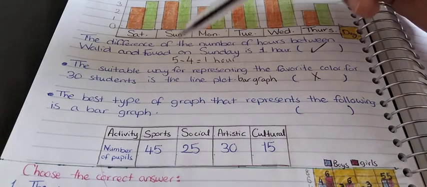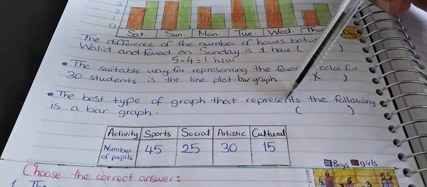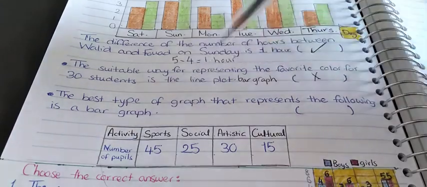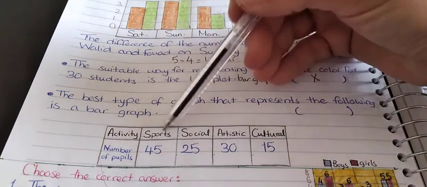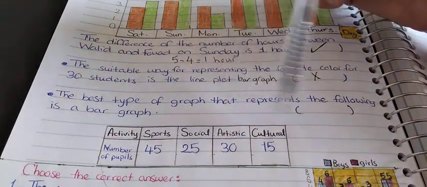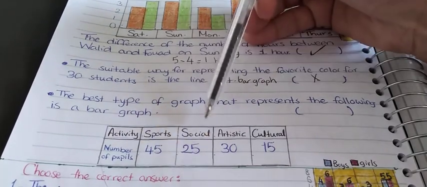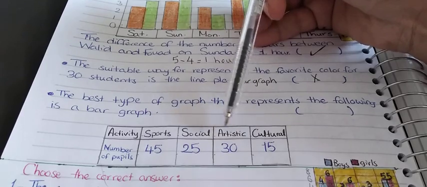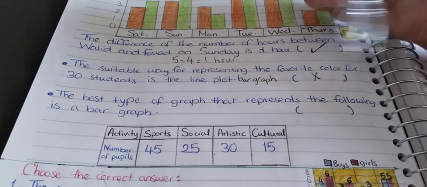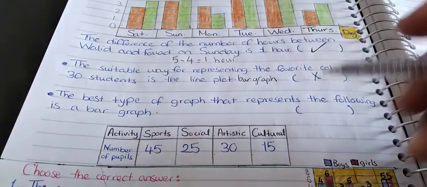The best type of graph that represents the following is a bar graph. Here we have a table. This is the activity and number of pupils. So number of pupils who practice sports are 45. It's about the favorite subject, okay? So 45 pupils prefer sports, and 25 prefer social, and 30 prefer artistic, and 15 prefer cultural, okay? So the best type of graph that represents the following is a bar graph. Yes, this is right.